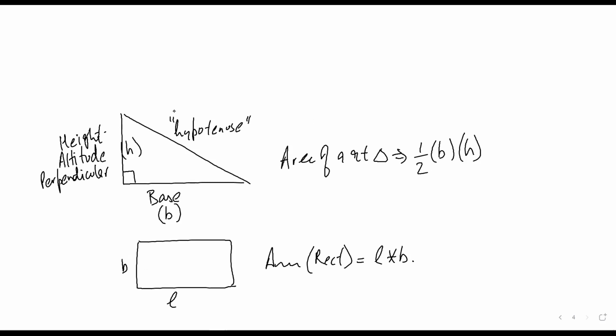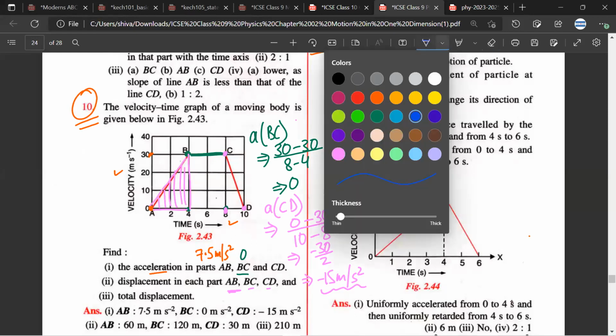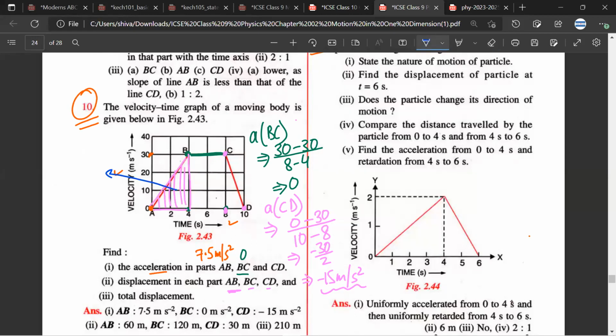So if I am given a velocity time graph, all I have to do is find the areas. For example, the area of this triangle would be equal to half base, the base would be 4 and the height would be 30. So this would be 60 meters because it is displacement.